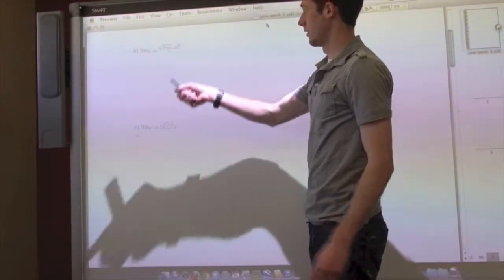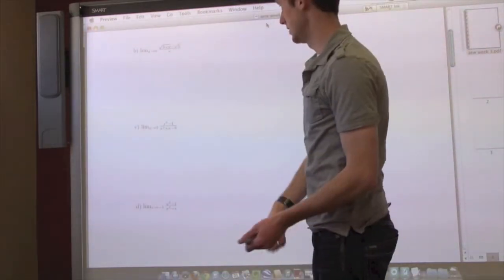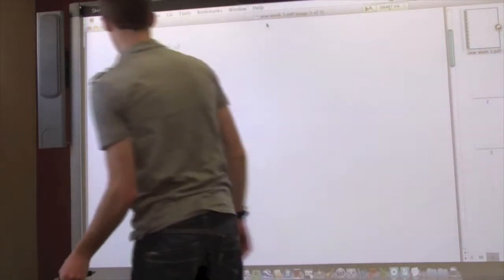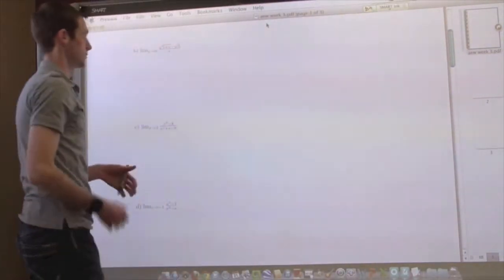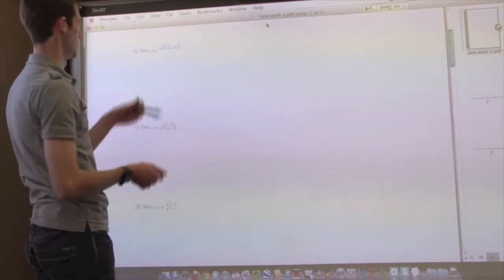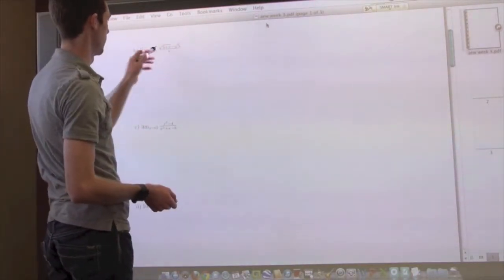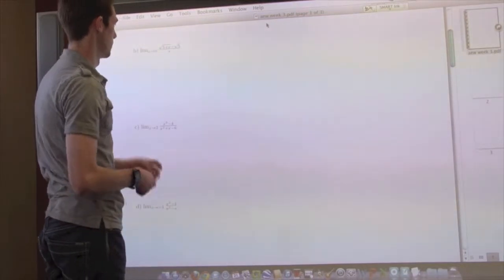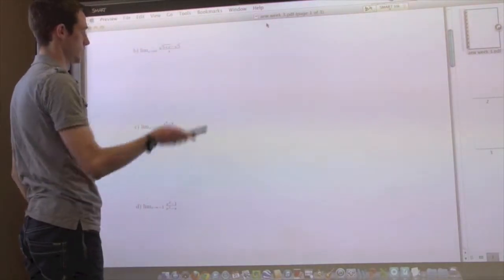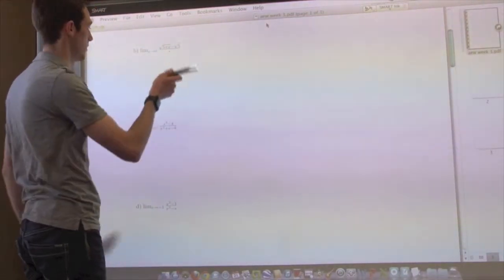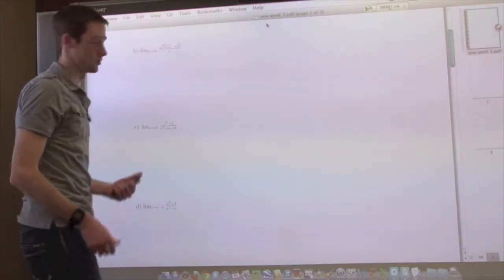Alright, so on this worksheet here, we're going to do B through D, and this is going to be some basic limits. So we're going to take a look at the first one. If you plug in 0 here, you're going to get the square root of 5 plus x minus the square root of 5, so that's going to be the square root of 5 minus the square root of 5, 0, and you get a 0 on the bottom because it's just x.